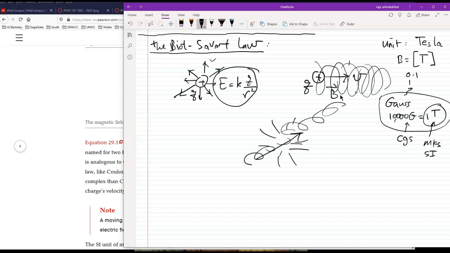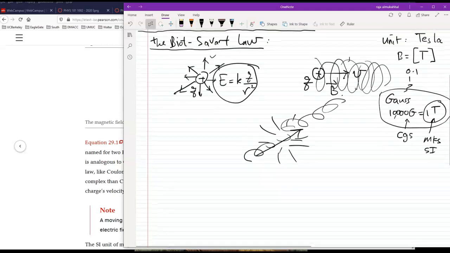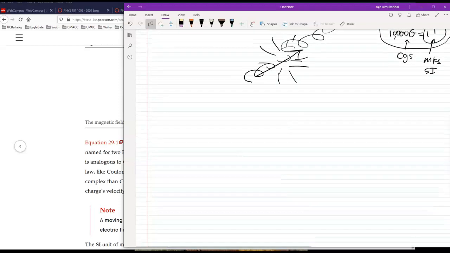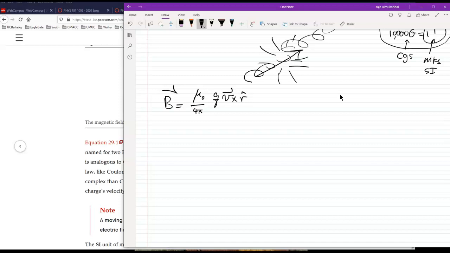And there is a way to measure this magnetic field associated with the charge, which is known as the Biot-Savart Law. Let me write it down for you, and then we'll talk about it. So the magnetic field associated with that moving charge is equal to mu naught over 4 pi, Q V cross R unit vector, over R squared. Okay, this is the proper way of writing it.